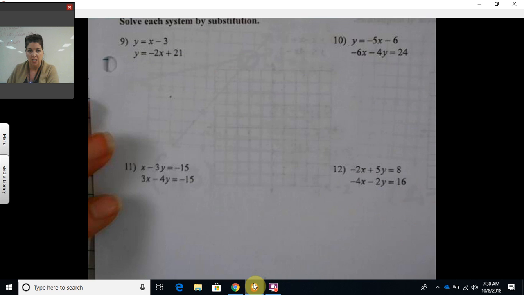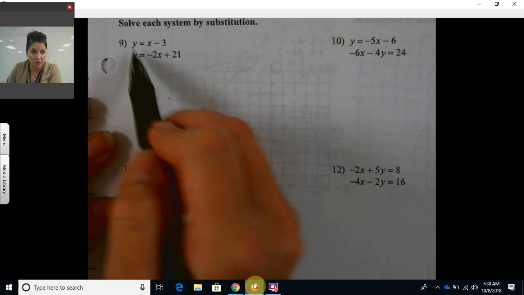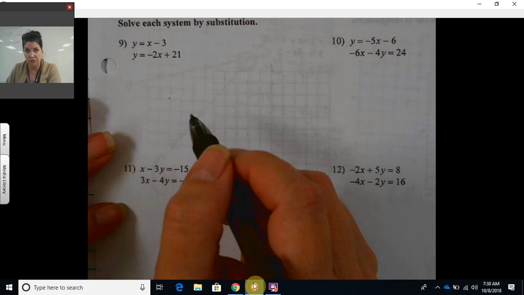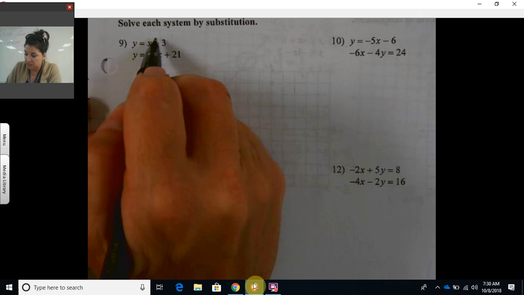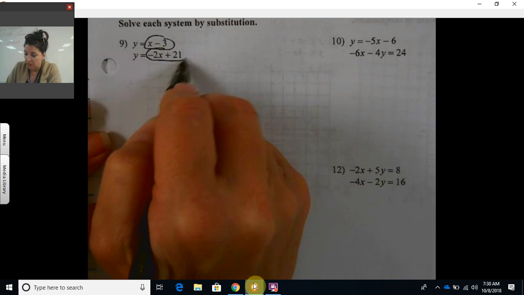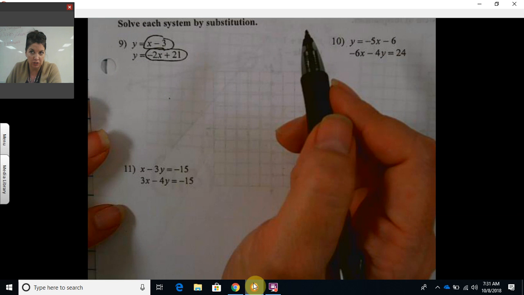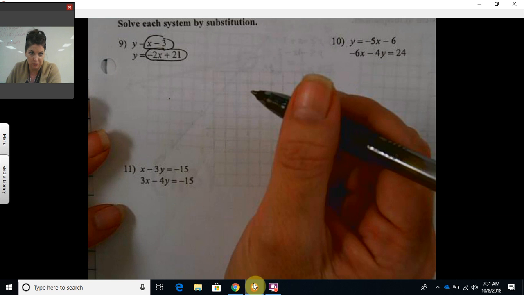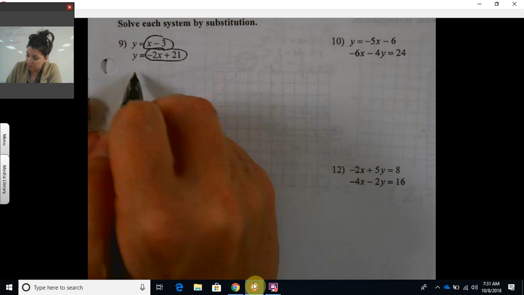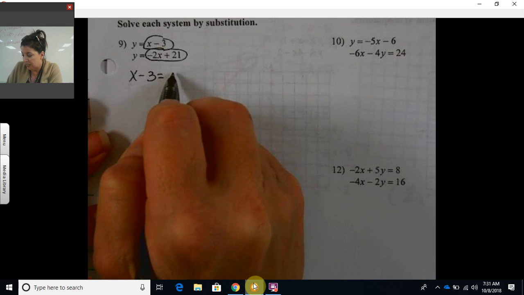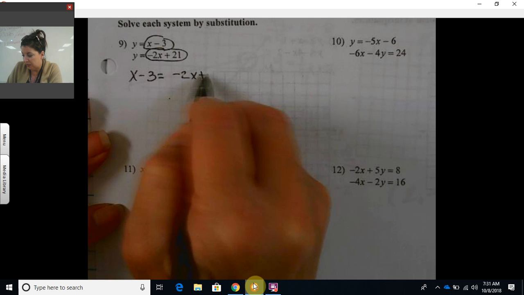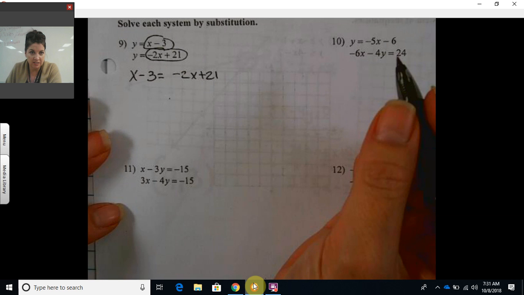Nine through 12, you had to use substitution. So in number 9, if your y's are already isolated, super easy to use substitution. Remember, you're going to substitute what the y's are equal to and set those expressions equal to each other. So I would set x minus 3 equal to negative 2x plus 21.